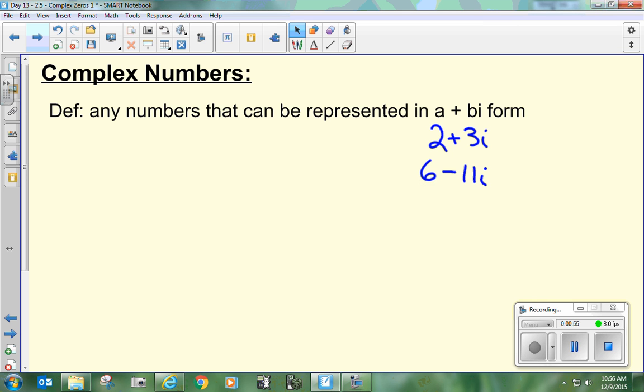But the first number, the letter a is a number that comes first. And the letter b, the number with the i, comes second. Okay, that's kind of standard form. Like we write a quadratic, we write the x squared first, then the x. This is considered standard form for complex numbers.